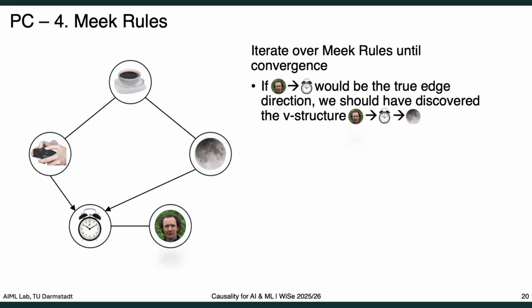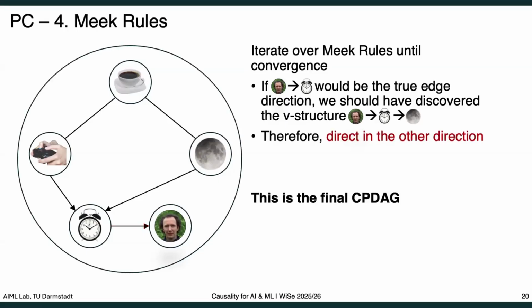So just by removing that possibility, we know it must be the other way around. Direct that in the other direction, and we get another edge. But even if we iterate through the full set of Meek rules, it turns out that the top two edges are not directable using the PC algorithm. So this is the final result. This is our CPDAG representing the Markov equivalence class.